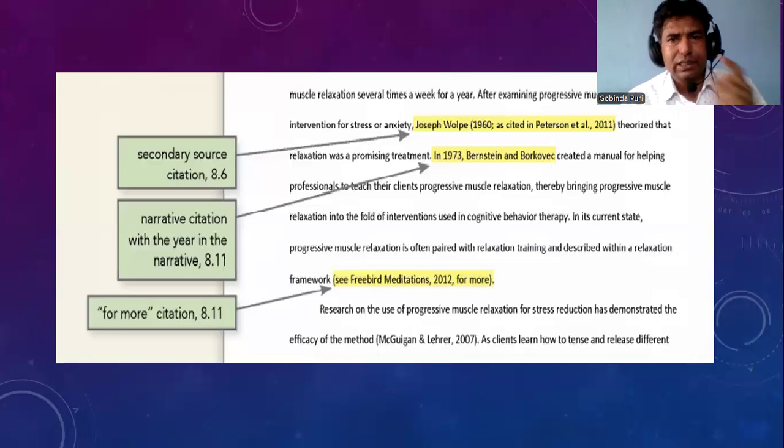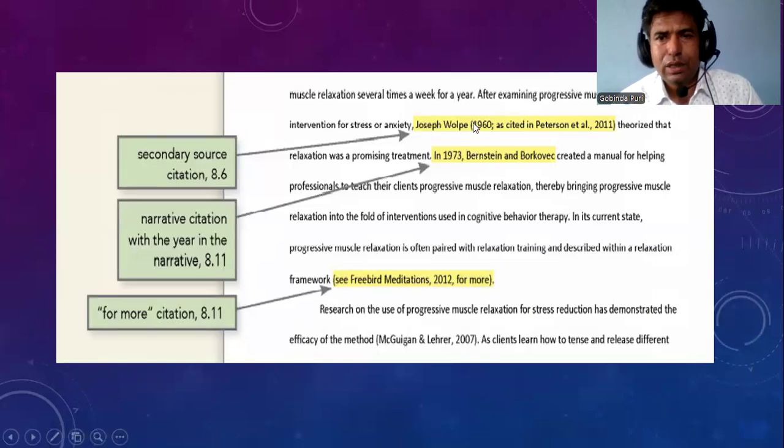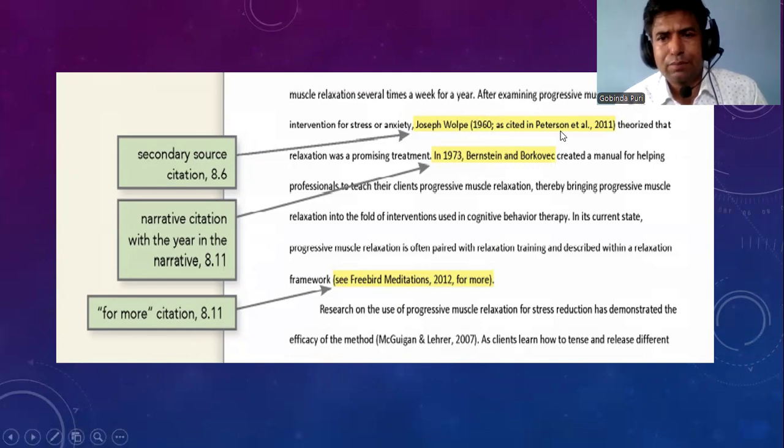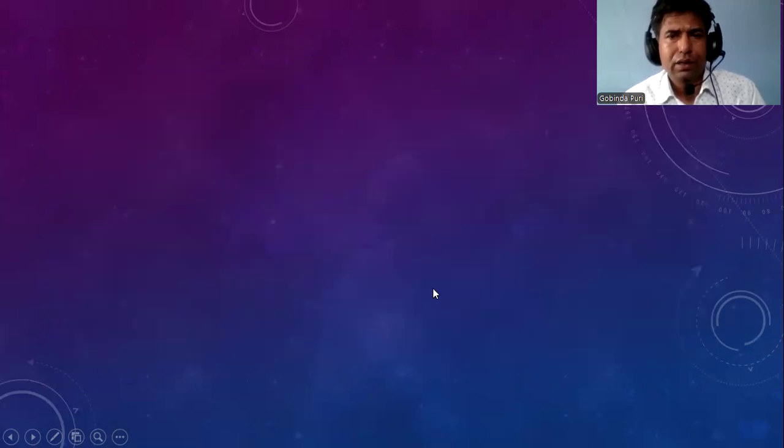You see, sources, secondary sources. If we have secondary sources, if we bring the information from others' book like this way, Joseph Wall, 1960, and as cited in Peterson, in such a way. In 1973, because created a manual like this way, and this is what we do in the APA 7th edition.